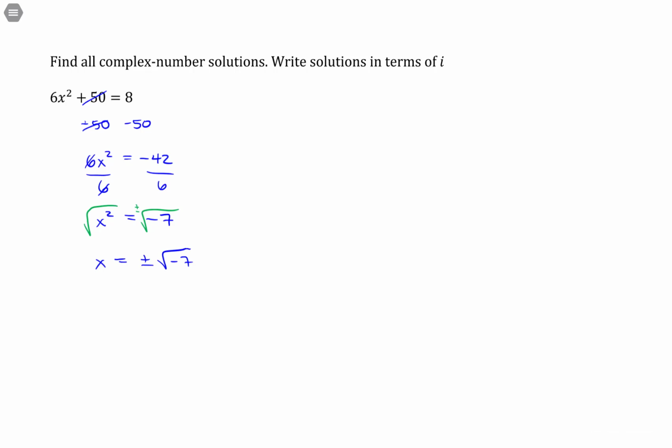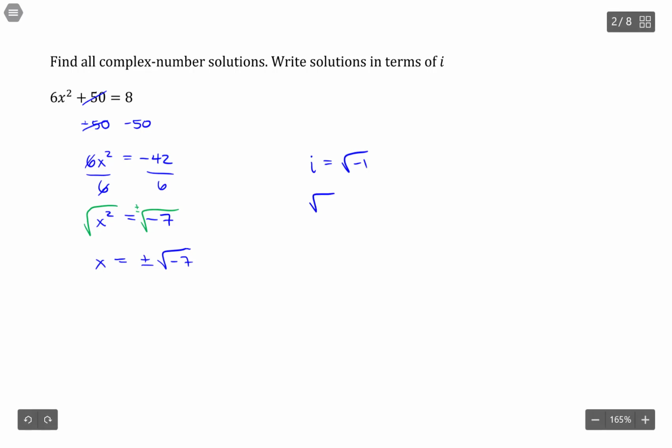Now, technically speaking, the square root of a negative number isn't defined. We can define it if we allow ourselves to go into the complex realm, which is what they've asked us to do. So in the complex realm, we have i defined as the square root of negative 1.